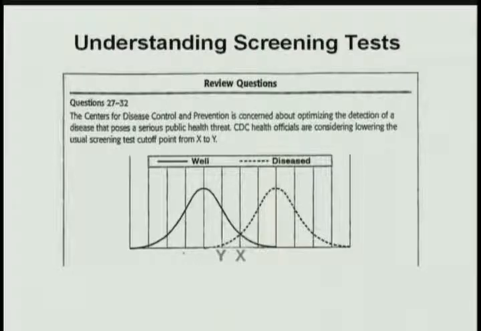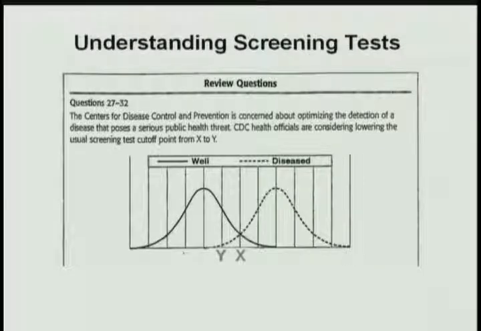So Y gives us better sensitivity. 31. Assuming that everyone who receives a positive test result is referred for medical follow-up, moving the cutoff in the manner being considered by the CDC will cause the number of screened people referred for follow-up to do what? The number of people referred will go up or go down.